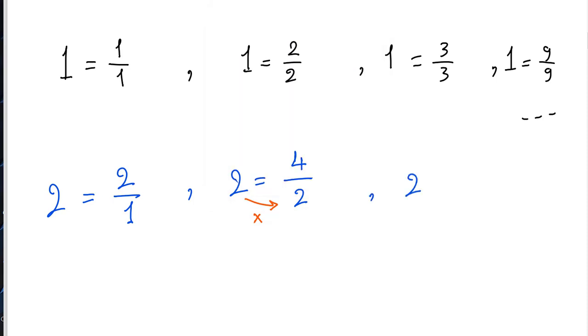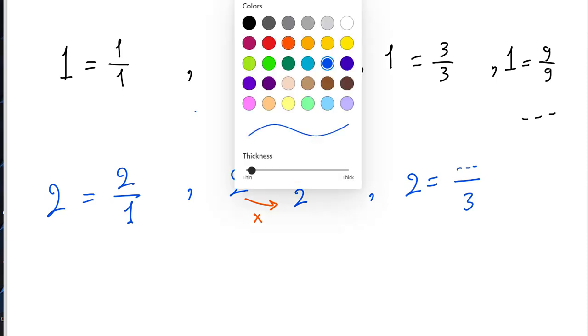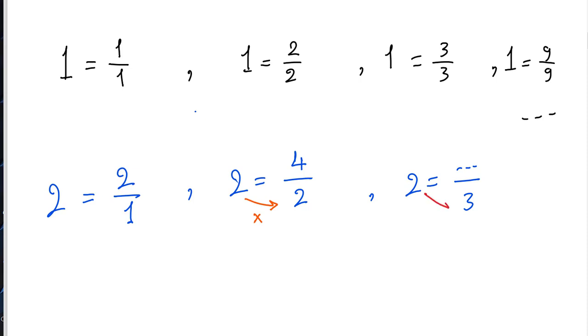The whole 2 is how many thirds? I will turn on the mics. Okay. 6/3. Excellent. So, how to find this 6? We multiply the 2 by the 3, we get 6. Okay, let me ask more questions.